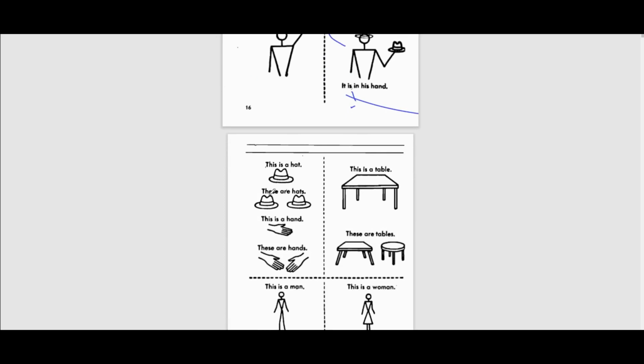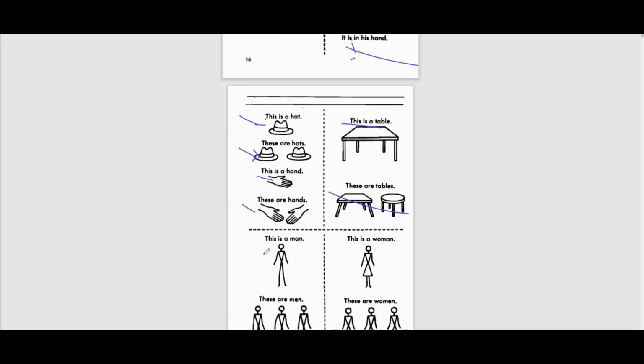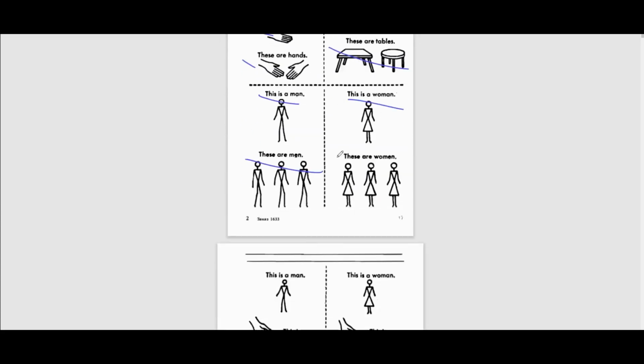This is a hat. These are hats. This is a hand. These are hands. One hat. This. These, because they're plural and they're mine. This is a hand, these are hands, they're the same thing. This is a table, these are tables, same thing here. This is a man, this is a woman, same thing. These are men, these are women.